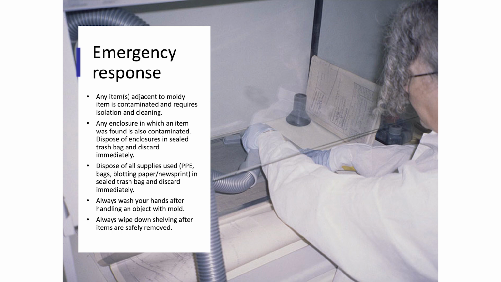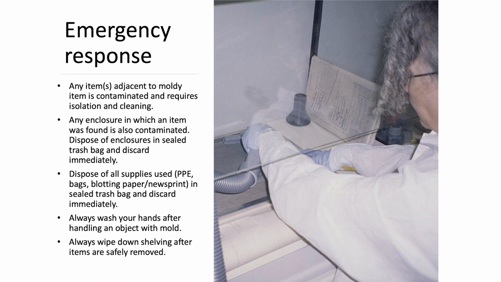Any items, such as boxes, folders, or other enclosures and used PPE, must be disposed of immediately in sealed trash bags. After disposing of your PPE and any equipment that might have been contaminated during the removal process, make sure to thoroughly wash your hands with soap and water to remove mold spores and any mold-produced toxins. Also, be sure to wipe down the shelving with a light solution of water and isopropyl alcohol.